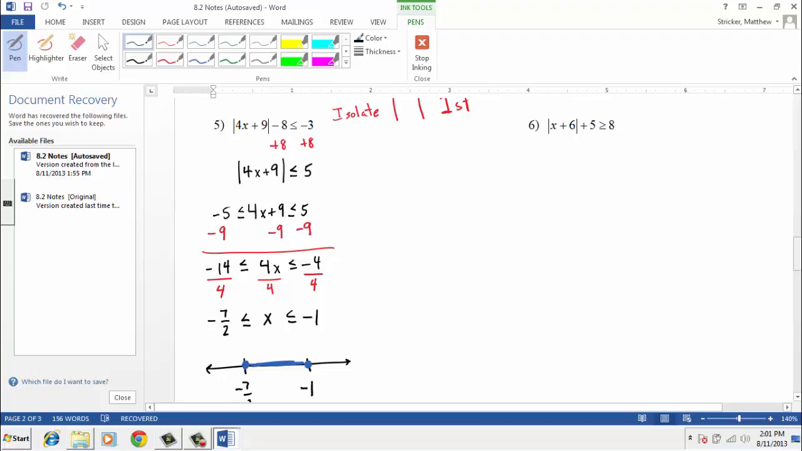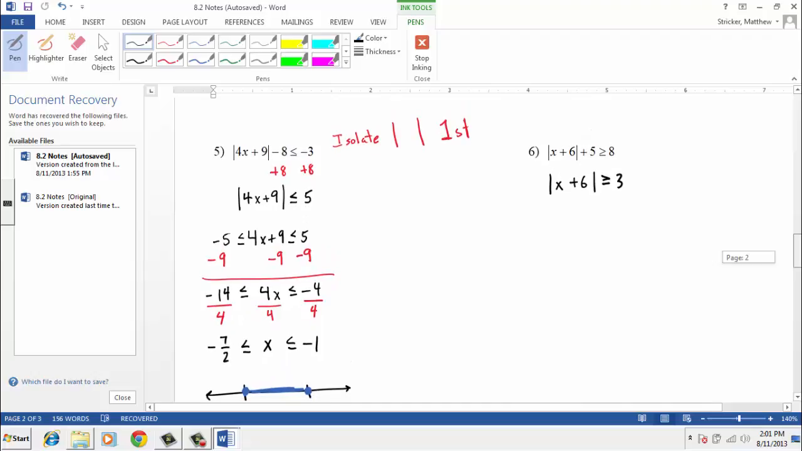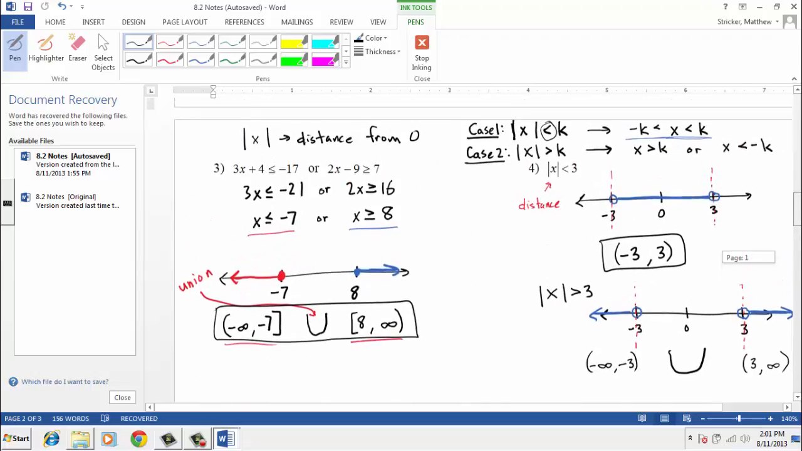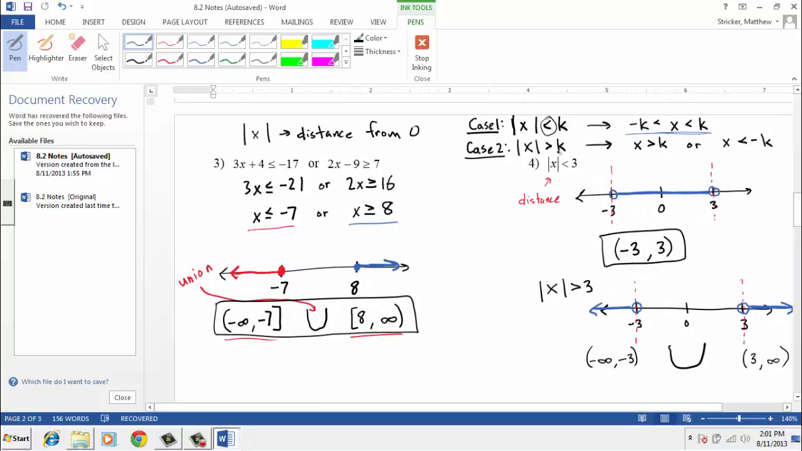Okay, so now let's take a look at example 6 here, and remember we first need to isolate, so this is going to be the absolute value of x plus 6 is greater than or equal to 3, because we subtract 5 first, and 8 minus 5 is 3. You'll notice this is now a greater than or equal to absolute value inequality, which means we're in case 2, where our distance needs to be greater than k away from 0, which means that our absolute value should look like greater than k or less than negative k, because we're in these blue regions over here.